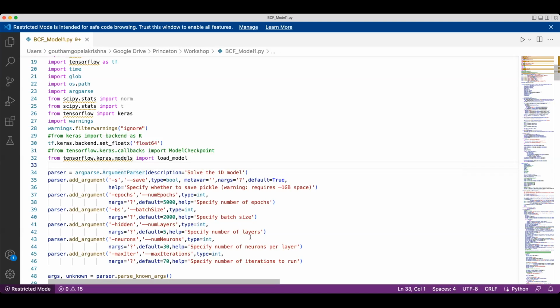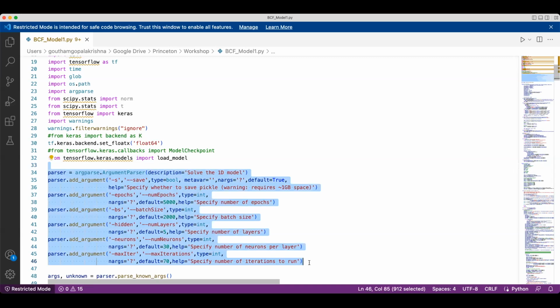You can ignore this bunch here. This is for if you already have some expertise in Python, and if you want to run directly from the terminal, you can use these flags. But if you just want to use Colab, then forget about these.